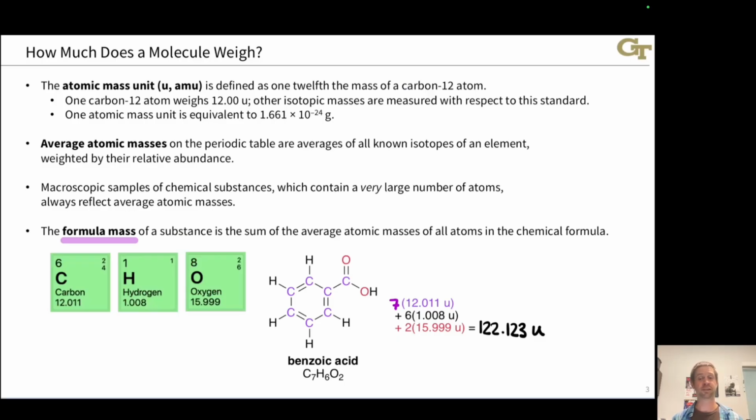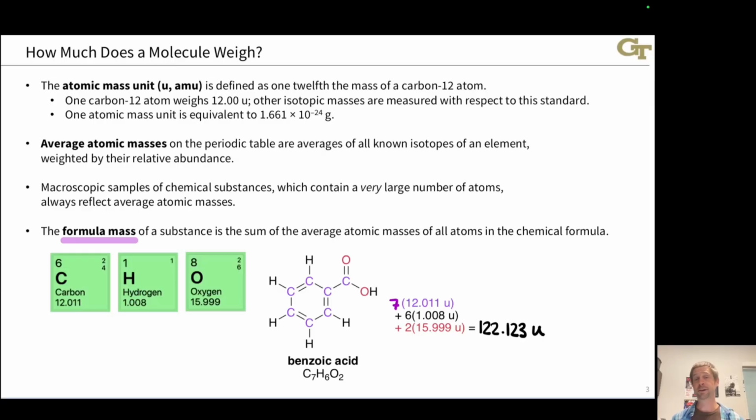It has the chemical formula C7H6O2. To find the average mass of a molecule of benzoic acid in any macroscopic sample, the formula mass, we're just going to add up the average atomic masses of the 7 carbons, here in purple, 6 hydrogens, here in black, and 2 oxygens, here in red, and the total here is 122.123 atomic mass units. You can think of this as about 10 times as heavy as a carbon-12 atom.